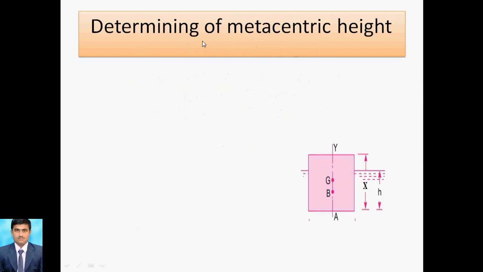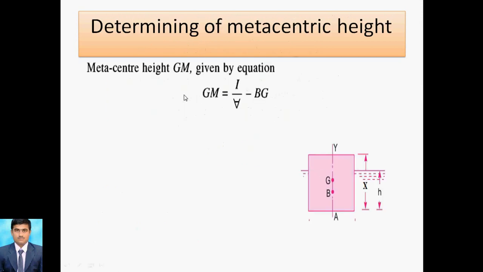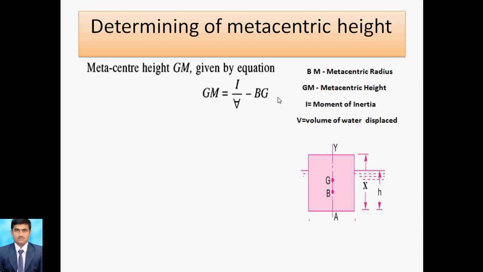Now we move on to determining the metacentric height. As we know, the formula for metacentric height from the analytical method is GM is equal to I upon V minus BG. Okay, so BG is the distance between the center of gravity and center of buoyancy, GM is the metacentric height, I is the moment of inertia, V is the volume. Now this is the metacentric height, right? So GM metacentric height, BG, I is moment of inertia, V is volume. This is regarding the metacentric height.